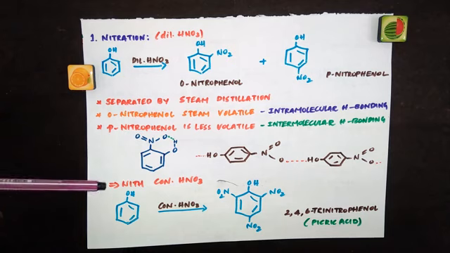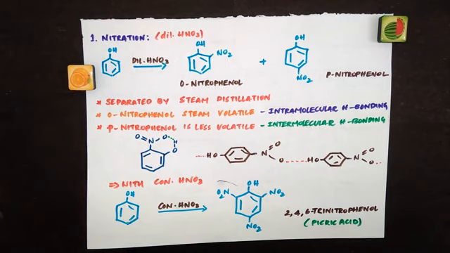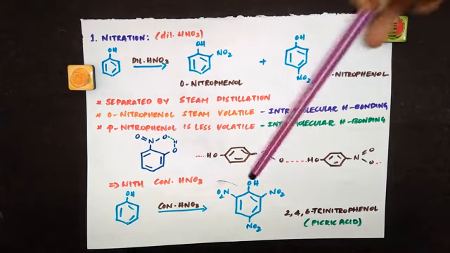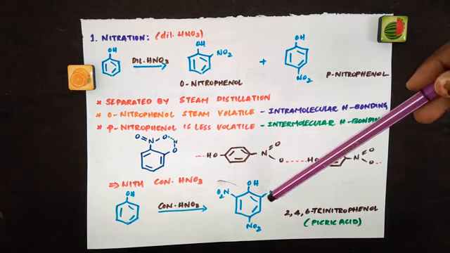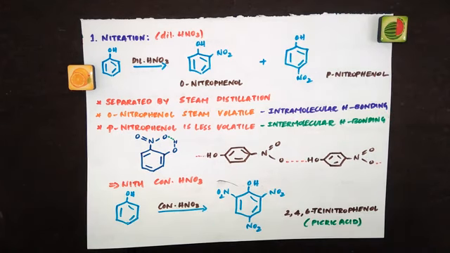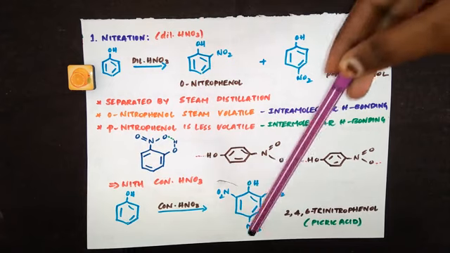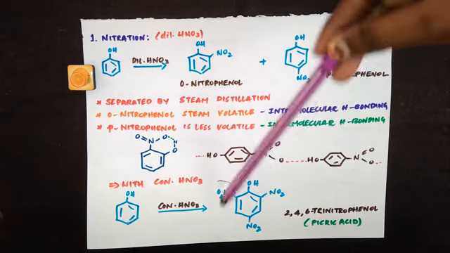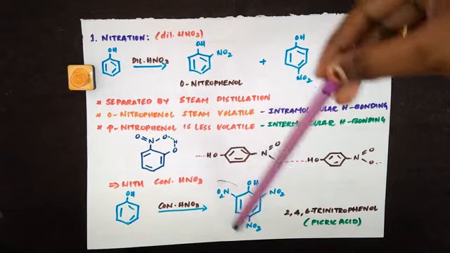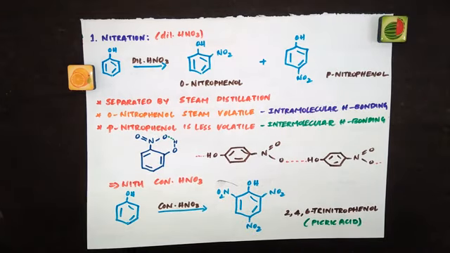The next one is the reaction of phenol with concentrated nitric acid. With concentrated nitric acid, phenol is converted to 2,4,6-trinitrophenol. This product is commonly called picric acid, where all the ortho and para positions are substituted with NO2. So phenol, in the presence of conc. HNO3, all the three positions, ortho and para positions. So we call this 2,4,6-trinitrophenol. It is commonly called picric acid.